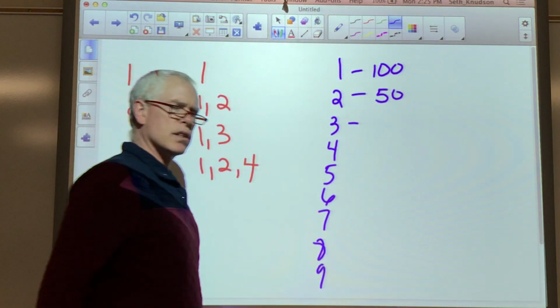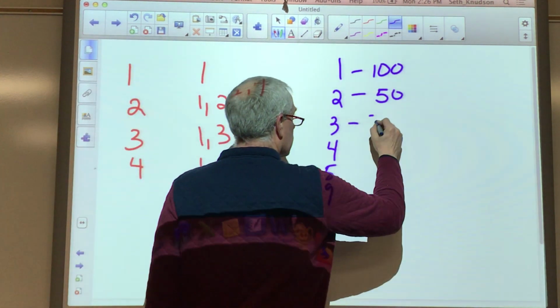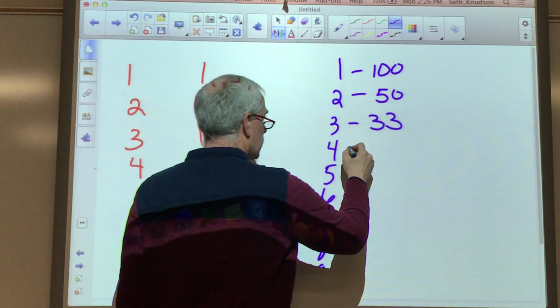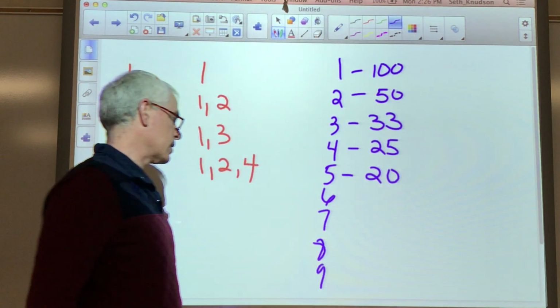numbers. 3 is a little trickier though, because 3 doesn't go into 100 evenly. We quickly realize 3 goes into 99, and so 99 divided by 3, there's 33 of those. 4 goes into 100 evenly, 25 times. 5 goes in there 20 times. What about 6?